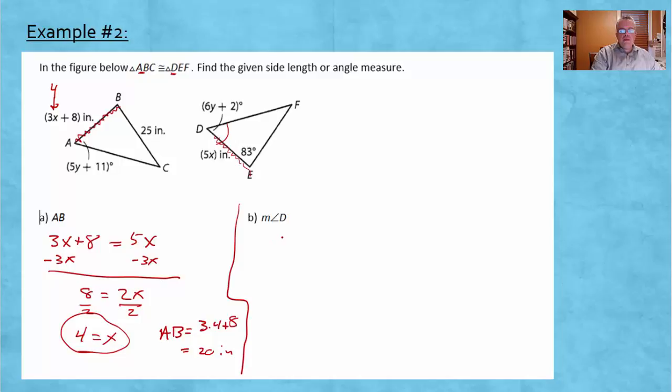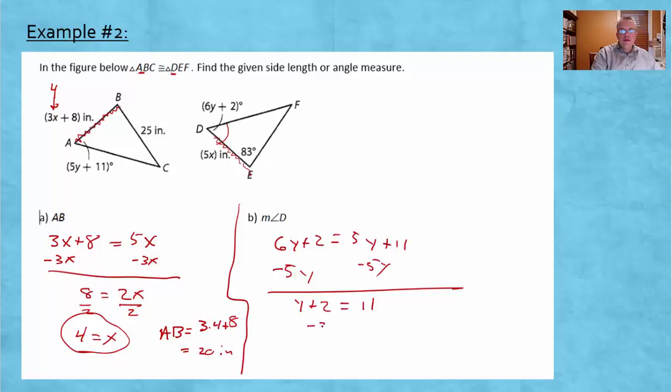So 6y plus 2 has to equal 5y plus 11. Notice that this 83 degrees here is kind of a distractor. We didn't need that. Okay, so subtract 5y from both sides. And I get 1y, or just y, plus 2 is equal to 11. I'm going to subtract 2 from both sides. And when I combine like terms here, y plus 2 minus 2 is just y plus 0, or y. I get y equals 9.